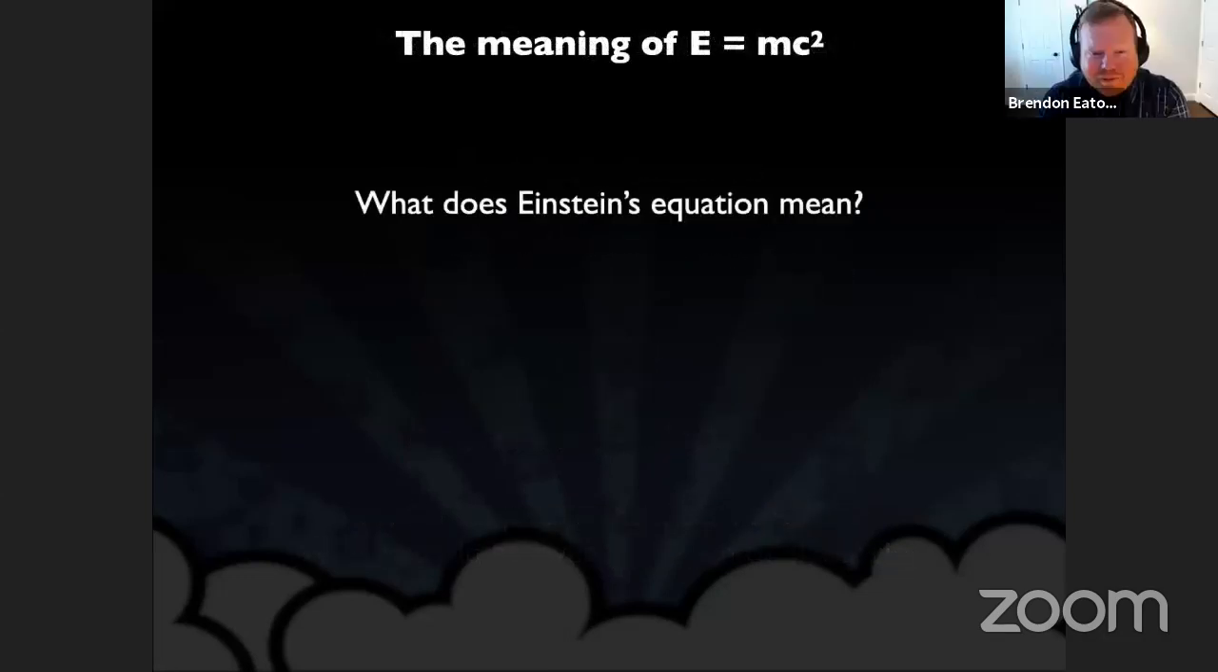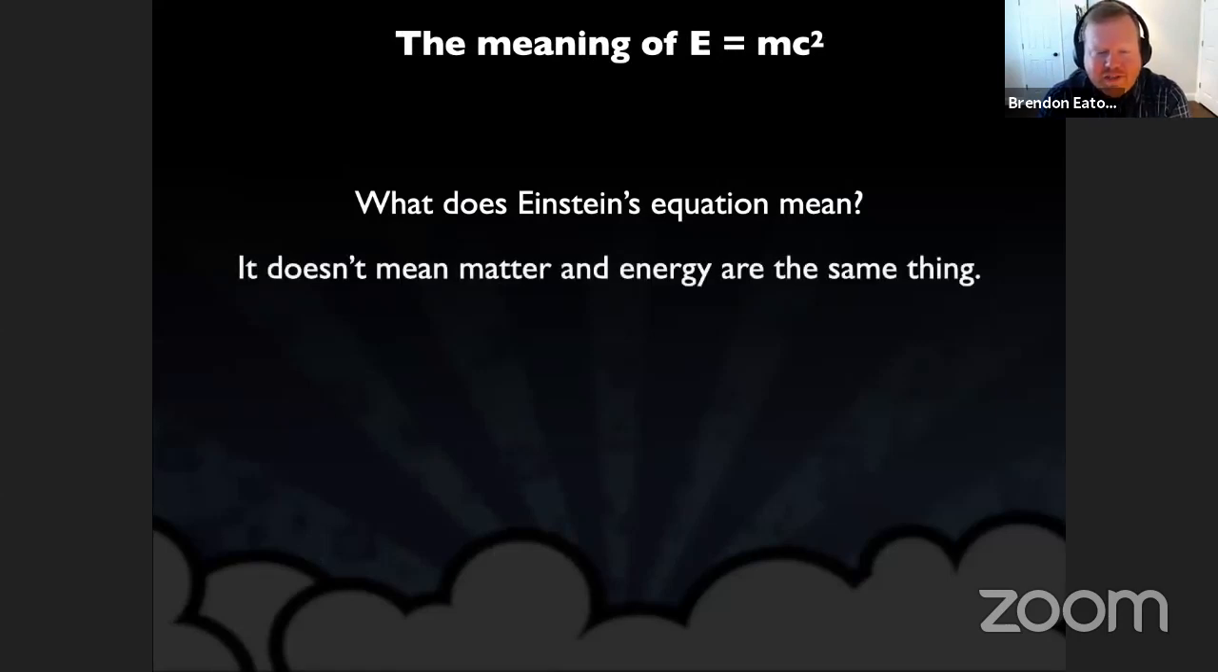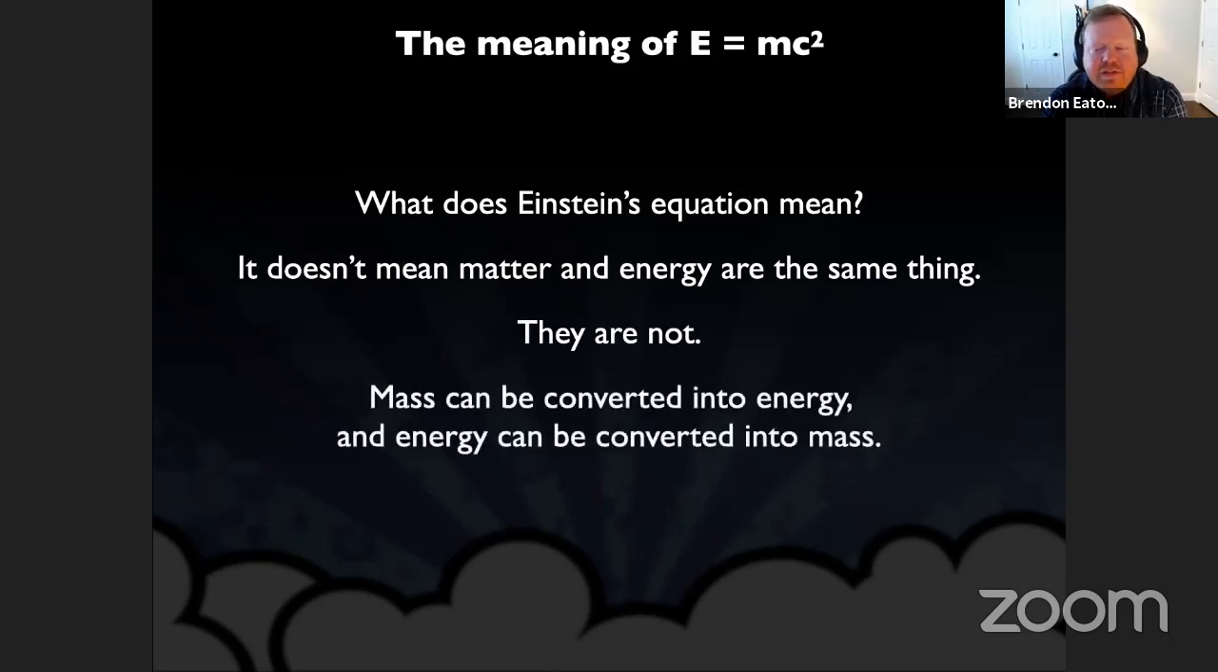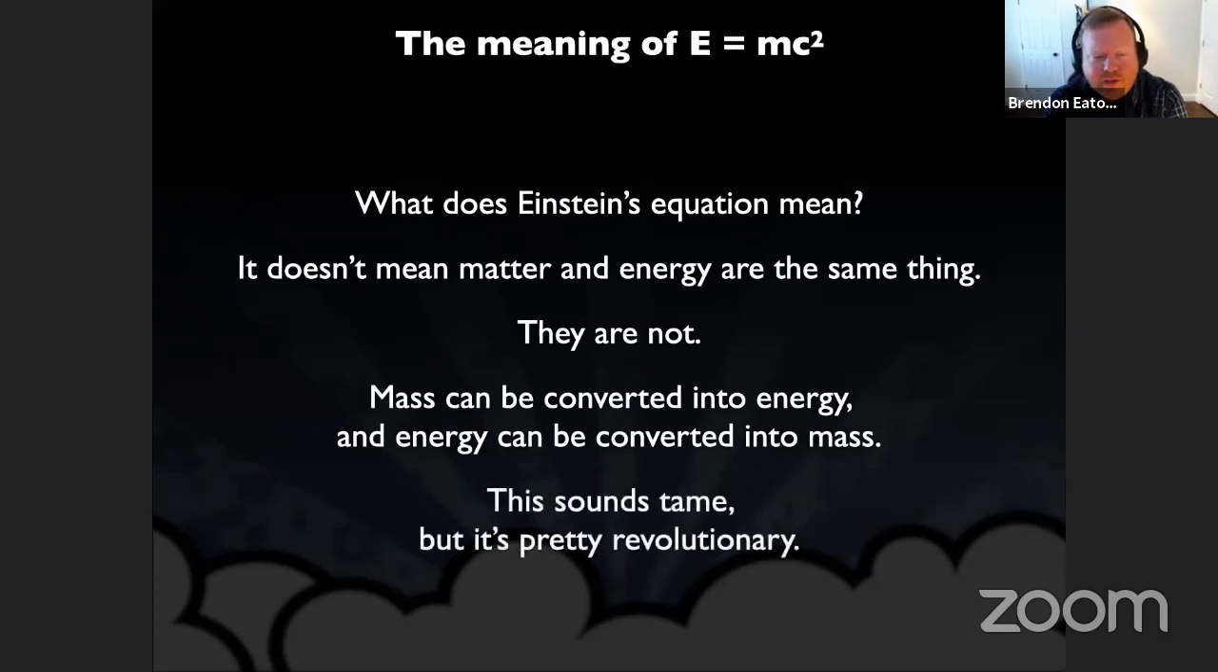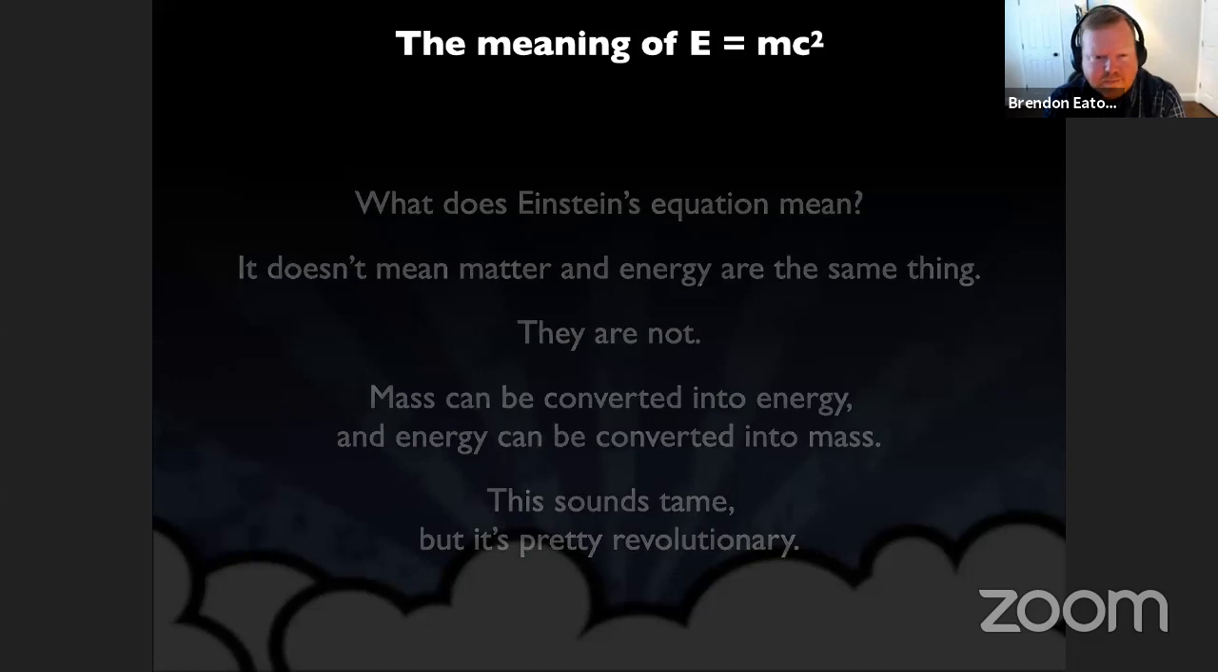So I hear pretty frequently, what is the meaning of E equals mc squared? So what does that equation actually mean? A lot of people think it means that matter and energy are the exact same thing. They aren't necessarily the same thing. But mass can be converted into energy, and energy can be converted back into mass. It sounds tame, but it's pretty revolutionary. And you'll see why in just a second.